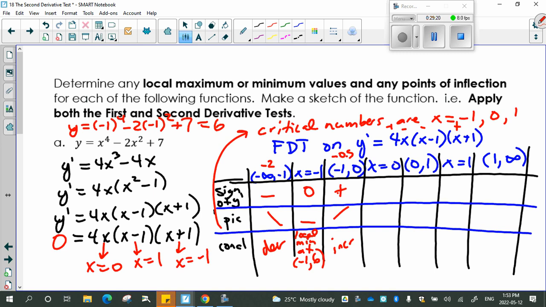Okay, so again, once you find that you have a local min, you have to take your x value and set it into the original equation to get the corresponding y value for your function. Okay?